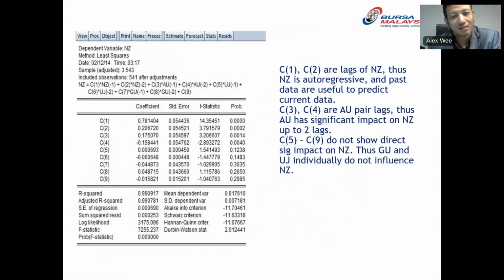It will show an indicator to show you when is the time to buy and sell New Zealand dollar based on intermarket analysis. So you can see from here that C1, C2 are lags of NZD. This is autoregressive. Past data is useful. C3, C4 are Aussie pairs. It's also significant. And C5, C9 are not that significant, but they are indirectly impacting. So again, this is considered quite a good model with F-statistic less than or equal to 0 and Durbin-Watson more than 1.5. About 2 means that it's not a spurious model.